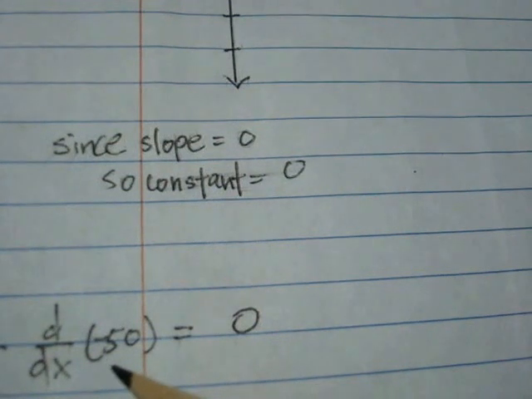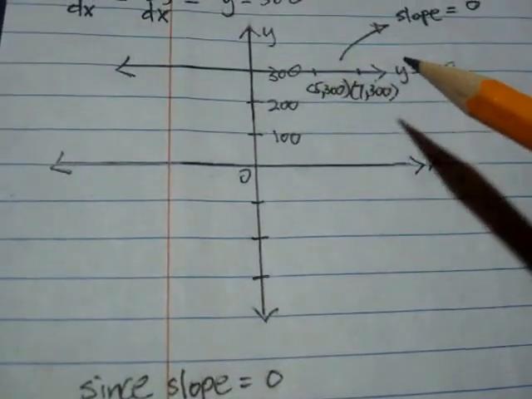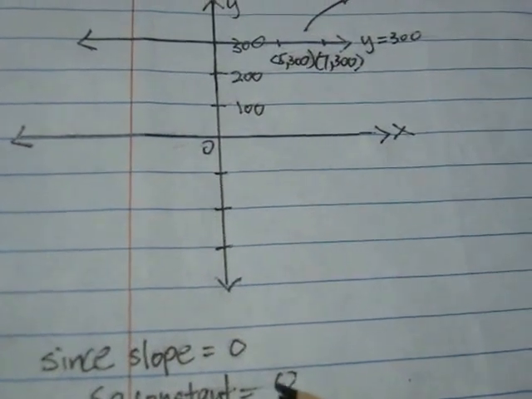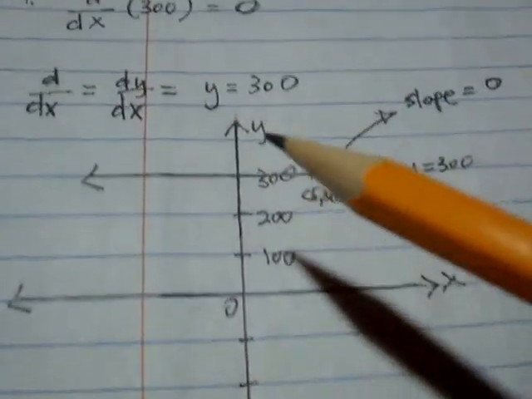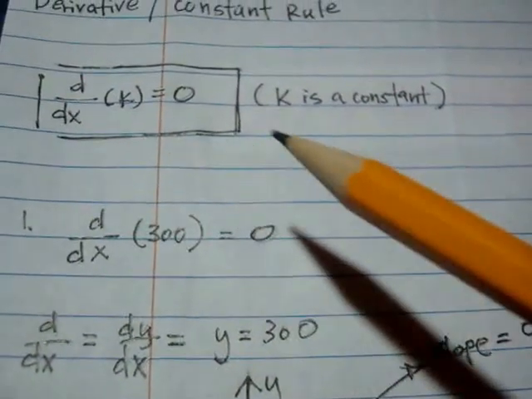Because negative 50 is the same thing as saying y equals negative 50, and when you graph it, the slope is 0. Every time the slope is 0, the derivative of the constant equals 0. And as for the formula, every time you take the derivative of a constant, the answer will be 0.